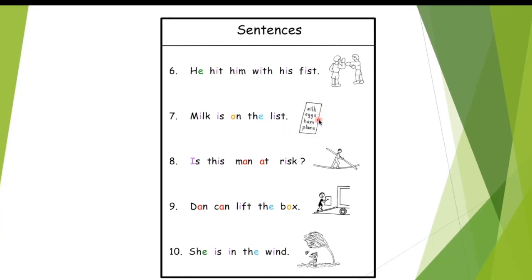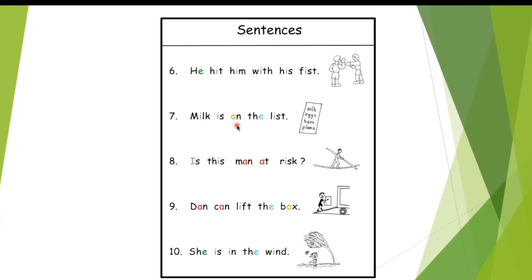All right. Now here, what do you think is this one? We have here milk, eggs, ham, and plums. What do you think is this? I think this is a grocery list. When you go shopping for food, you need to have a list so you will not forget anything that you need. All right, let's try to read a sentence.